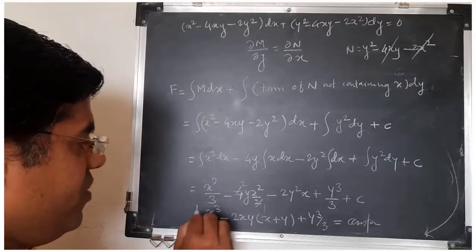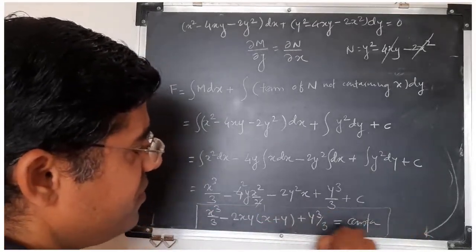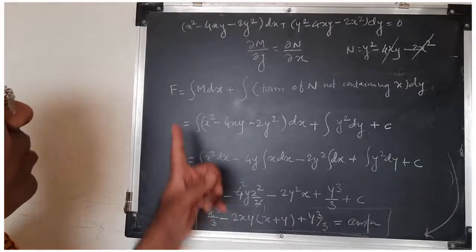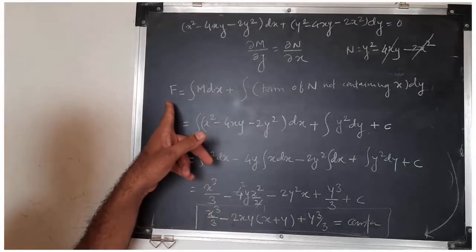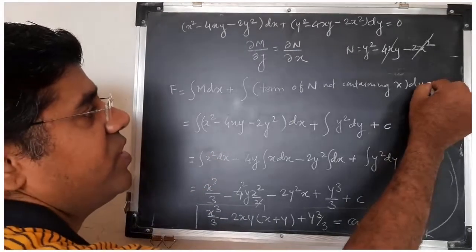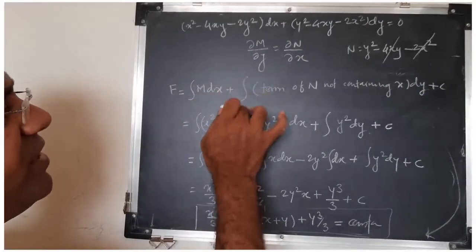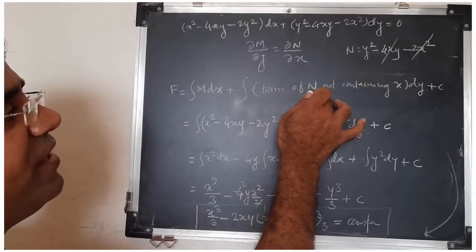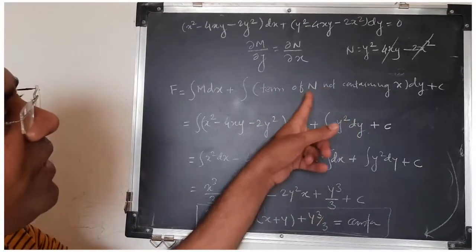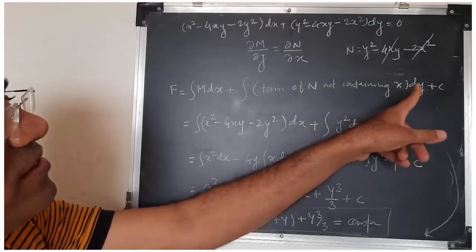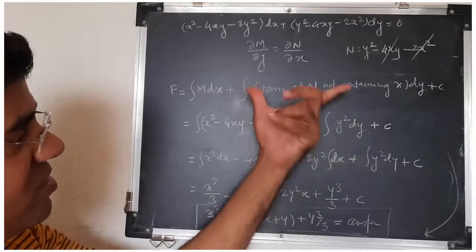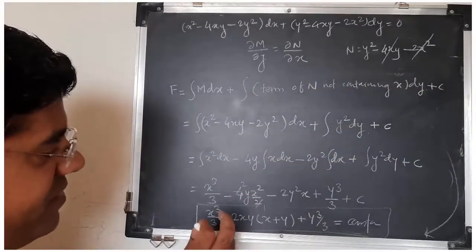Okay, so if you compare this answer with the earlier one, you will get the same thing, only here you have to remember this. So plus the constant of integration c: the integral of M dx plus the integral of the term of N not containing x, dy, plus c. Solve this particular problem and you will get the function.